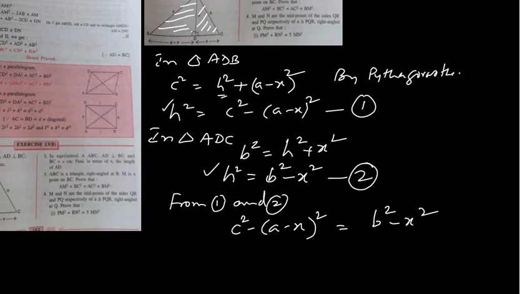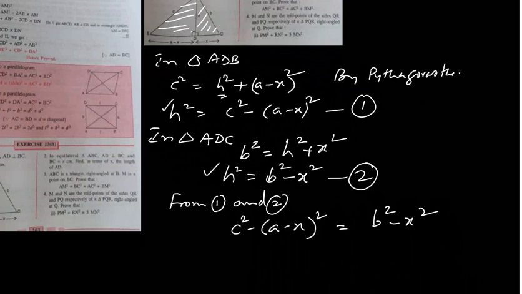Then we took another triangle and did the same thing, h square equal to b square minus x square. Now if you look at 1 and 2, the left side of 1 and the left side of 2 are equal. Therefore the right side, RHS, must be equal. So we equate them. Now we have to proceed. Yes, now I understood. Okay, good.